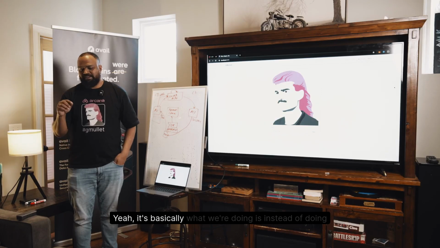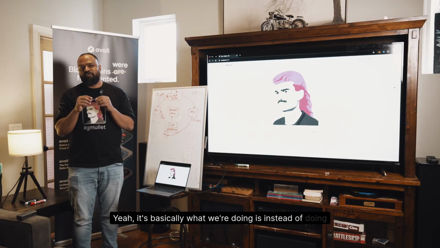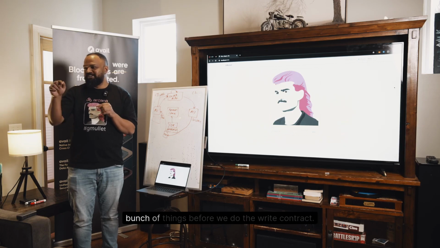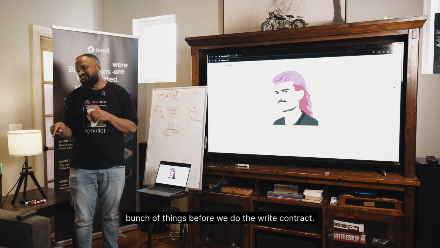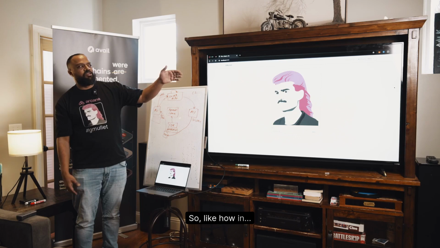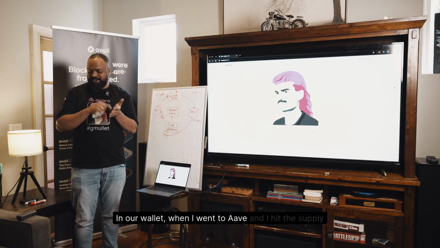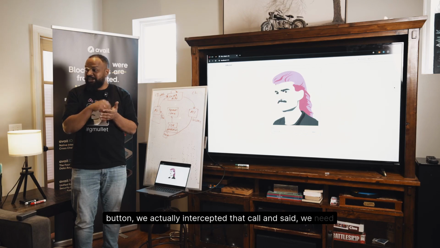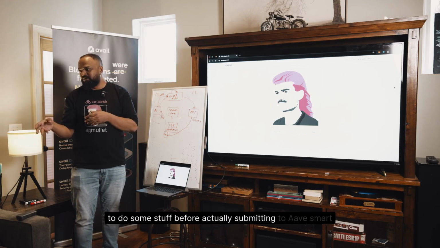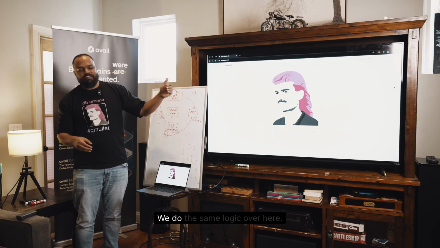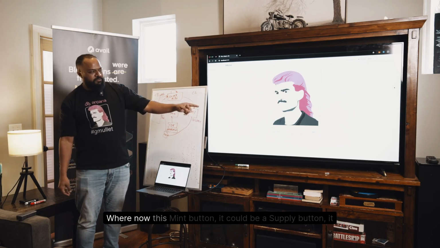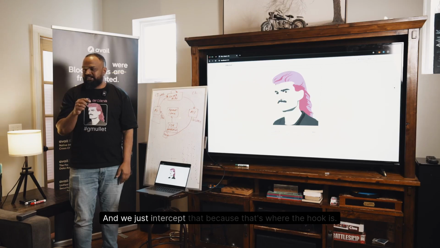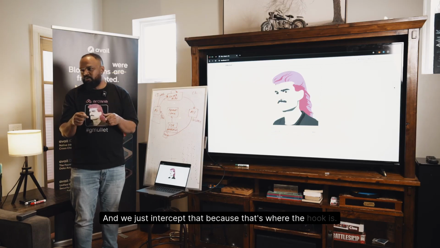Basically what we are doing is, instead of doing a simple write to contract, we are now orchestrating a bunch of things before we do the write contract. Like how in our wallet, when I went to Avail and hit the supply button, we intercepted that call and said, we need to do some stuff before actually submitting to the Avail smart contract. We do the same logic over here, where this mint button could be a supply button, a stake button, any button.